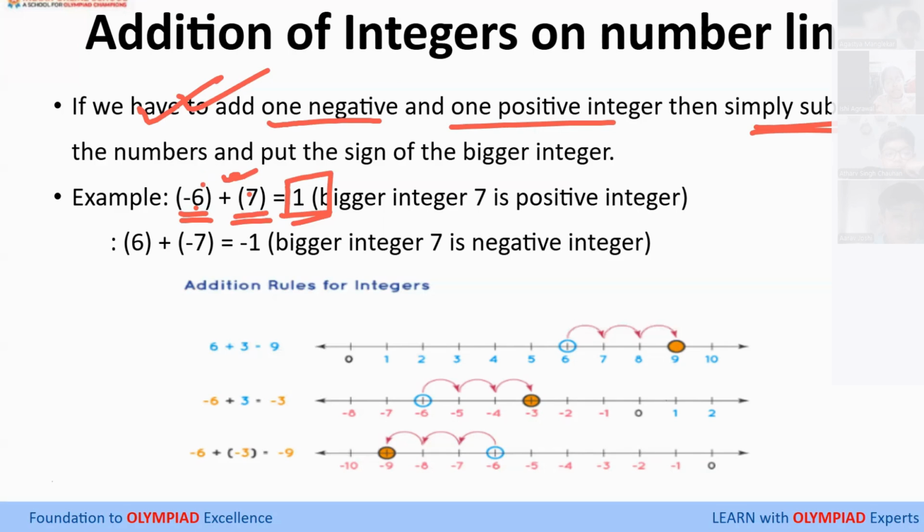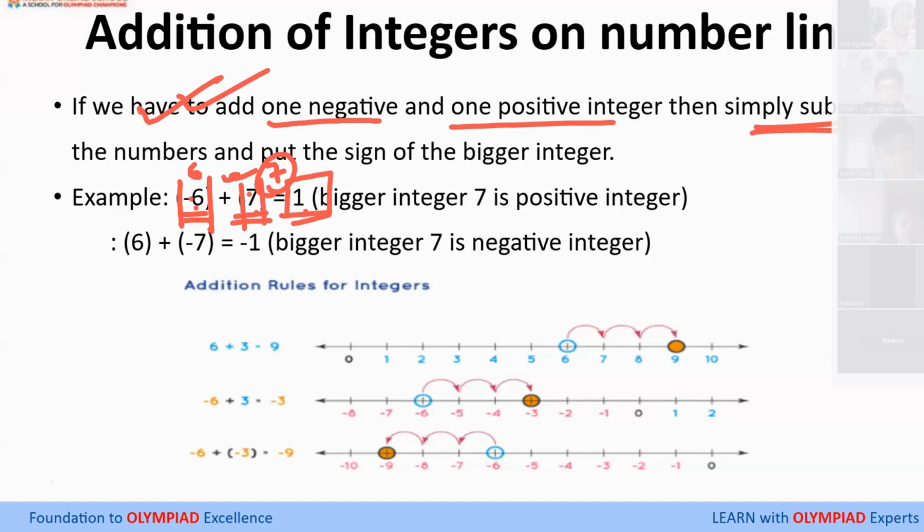Now what you do is take the absolute value of the numbers. The absolute value of minus 6 is what? 6. The absolute value of positive 7 is what? 7. Which of the absolute values is bigger, 6 or 7? 7. And 7 was originally positive or negative? Positive. So my answer is positive.